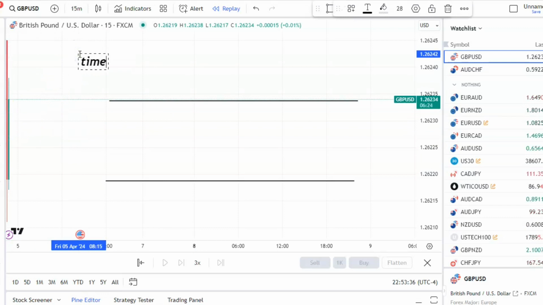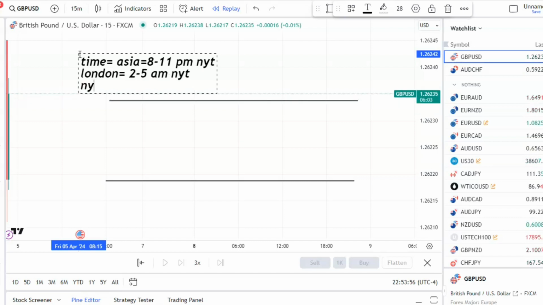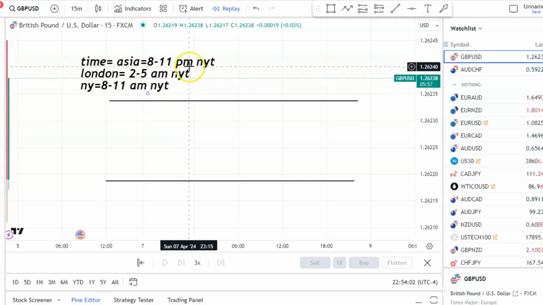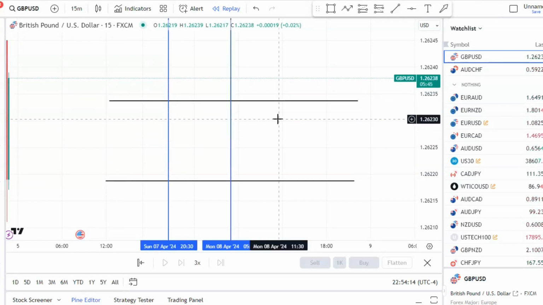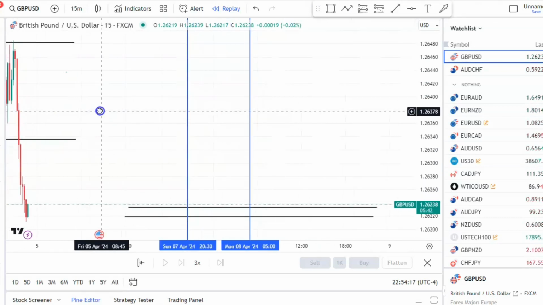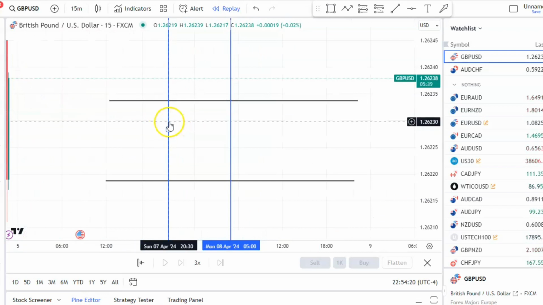Now, when I say time, it's timing window, which means Asia is 8 to 11 p.m. New York time, and then London is 2 to 5 a.m. New York time, and then New York is 8 to 11 a.m. New York time. Simply put. So let's assume we got this setup in the London session. So that will be 2 to 5 a.m. Now, obviously, when we come to the screen, the time inside, we don't have anything.